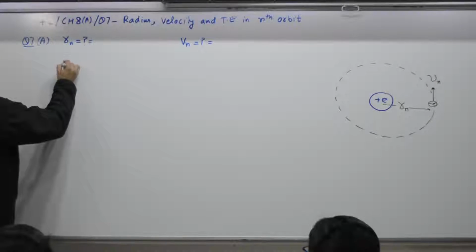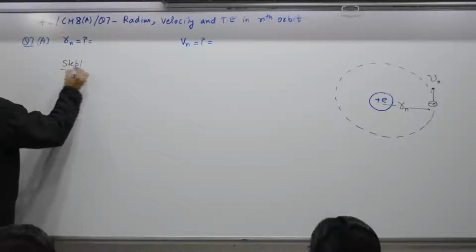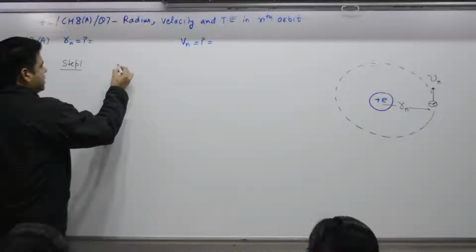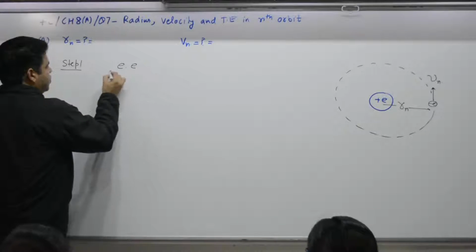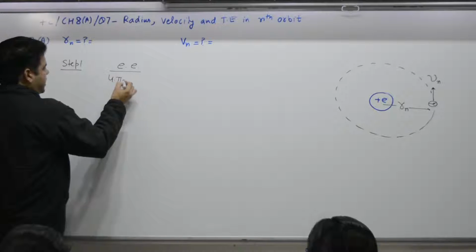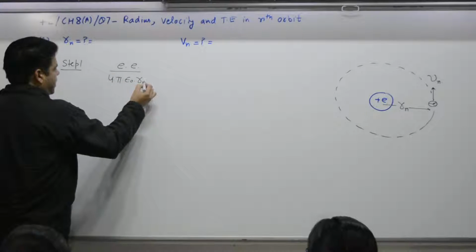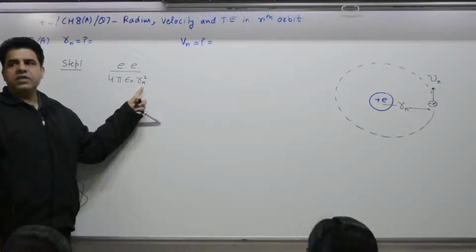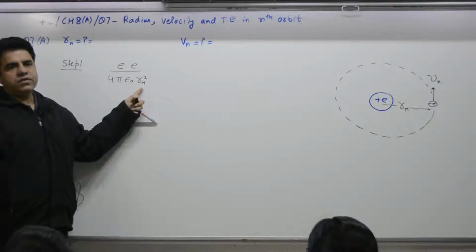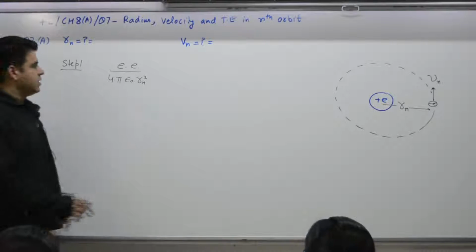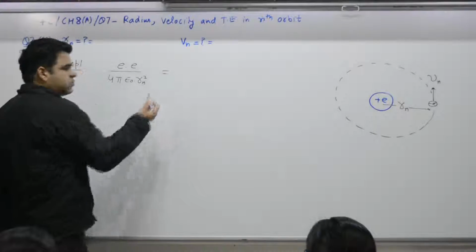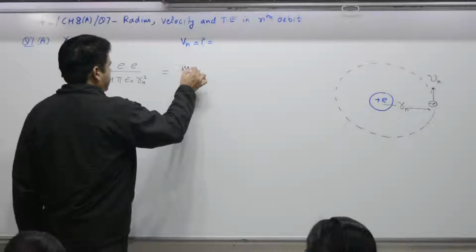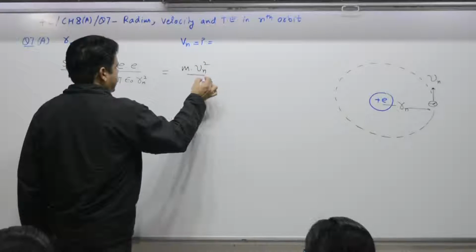Step 1. The electric force between the two is Q1 Q2 over 4 pi epsilon Rn square. Rn means the radius of the nth orbit. If n is equal to 1, it is the first orbit; n is equal to 2, the second orbit. Electric force, or Coulomb's force, provides the necessary centripetal force. It is equal to m Vn square by Rn.